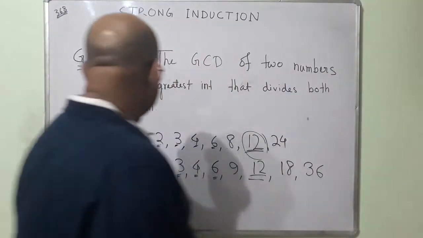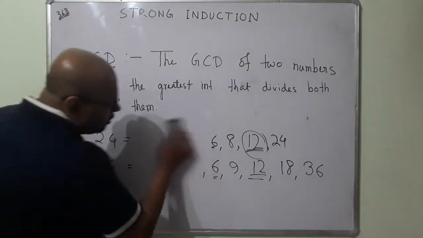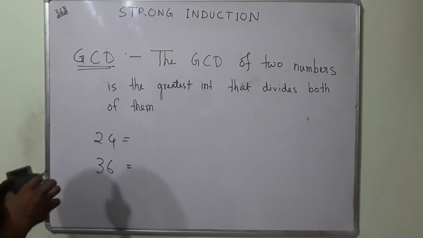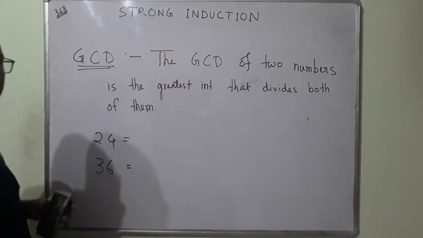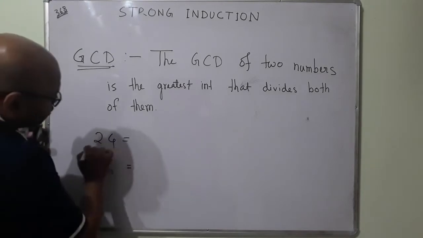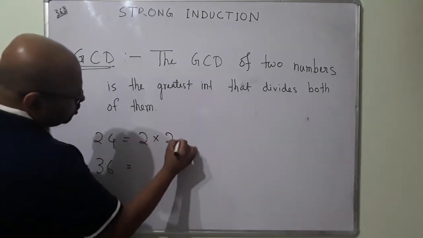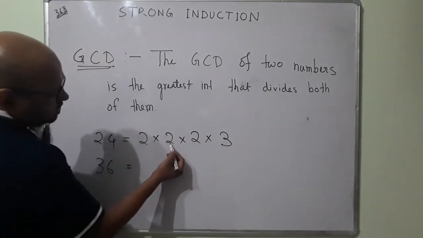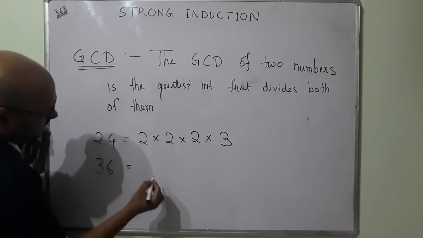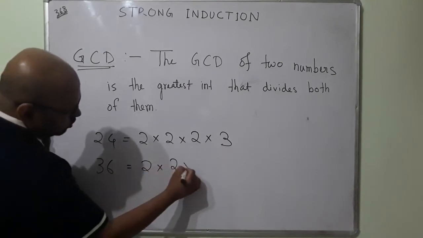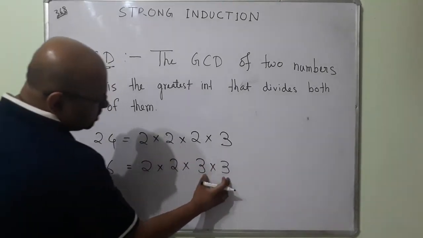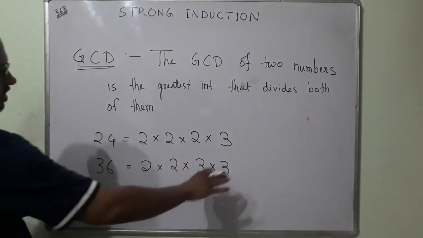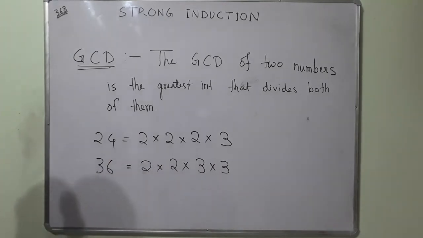Now there is one technique we learned back in school for finding GCD. What we will do is prime factorize these numbers. We will factorize these numbers into their prime factors. Okay, so let us do it. 24 is equal to 2 into 2 into 2 into 3, right? 2 into 3 is 6, 6 into 2 is 12, 12 into 2 is 24. Similarly 36 is equal to 2 into 2 into 3 into 3. So 3 into 3 is 9, 9 into 2 is 18, 18 into 2 is 36. So these are the prime factorizations of 24 and 36.